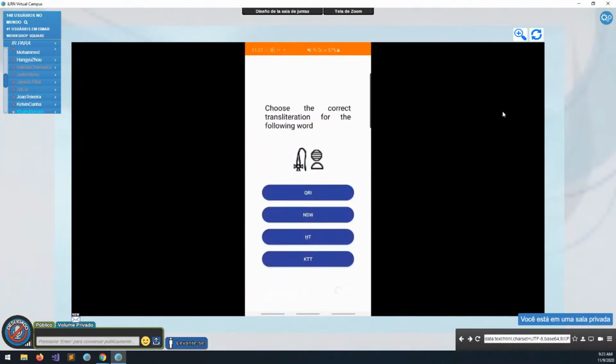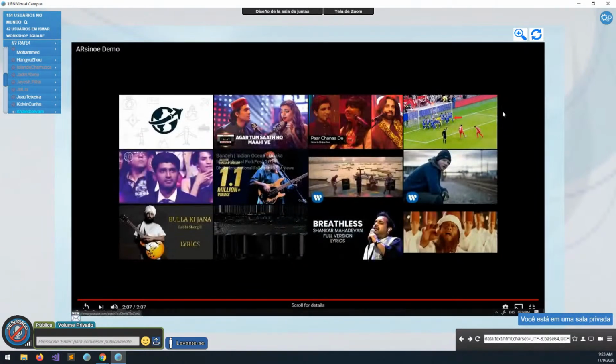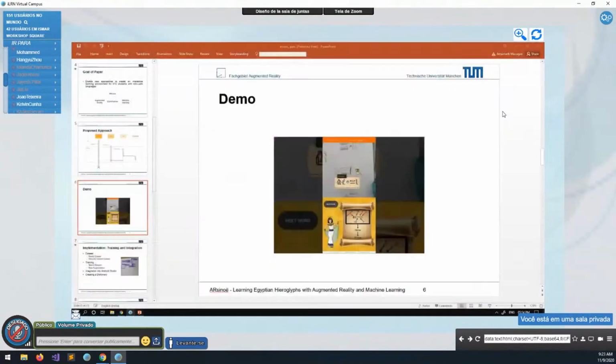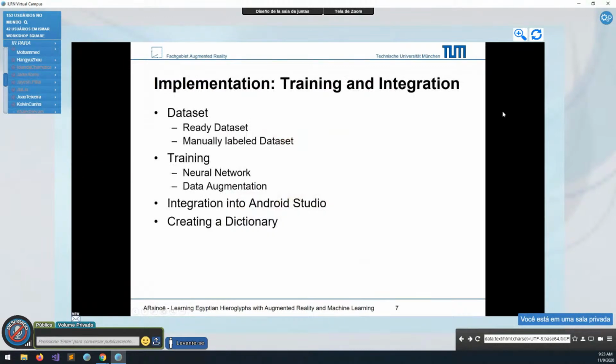Then at the end, there's an evaluation where you get the Egyptian hieroglyphic representation of the word, and you choose the English representation and also the transliteration, which is the letters forming the word. You could go back to the presentation, please.